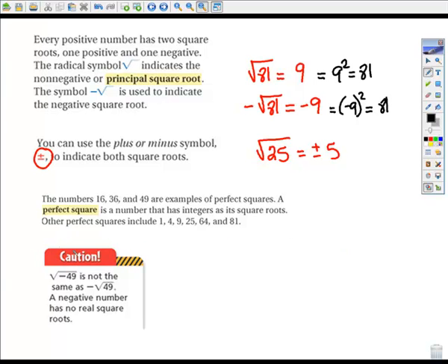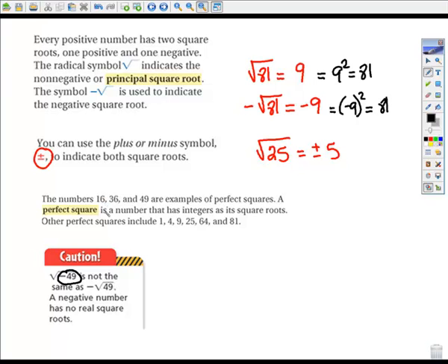Let's jump down to this little cautionary box down here. The square root of negative 49 is not the same as the negative square root of 49. You cannot take the square root of a negative number, because there is no number that when you multiply it by itself will come out to be a negative. Any number times itself will be a positive.